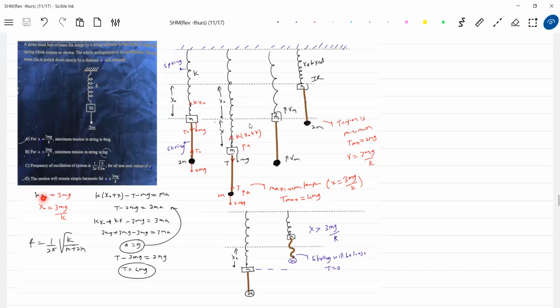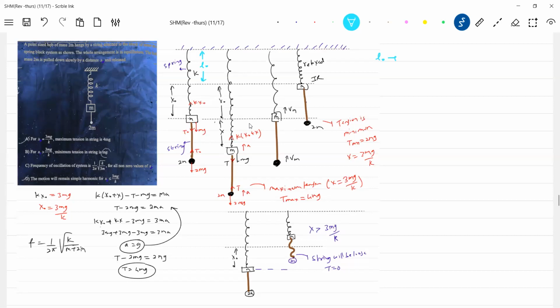So initially, look at this first diagram here. Initially, when the blocks are at rest, kx naught, the tension will become internal. So therefore, kx naught should be equal to 3 mg. And how much is the tension in the string? The brown color is the string. Please do notice, T naught equals 2 mg. So what is the initial elongation of the spring? kx naught. This is the natural length of the spring, and this is the initial elongation. Write it.